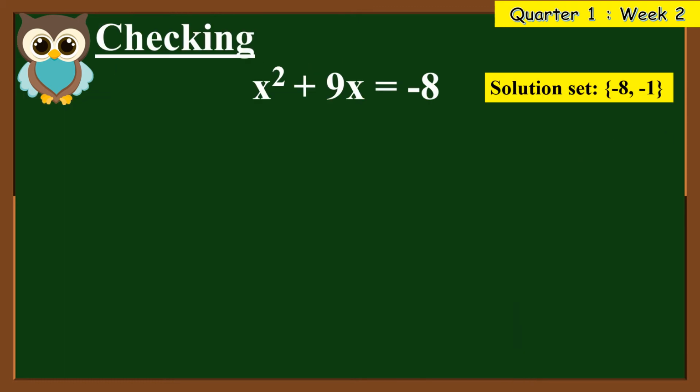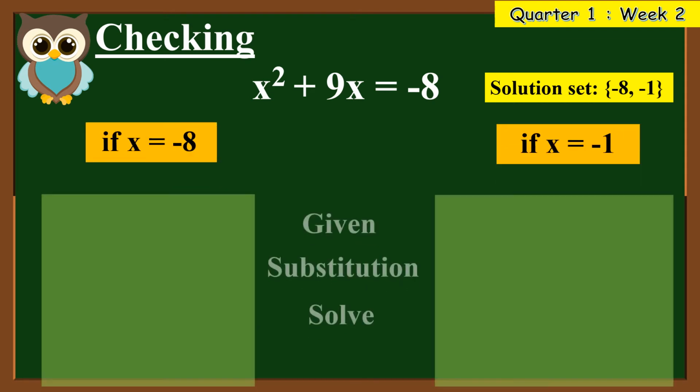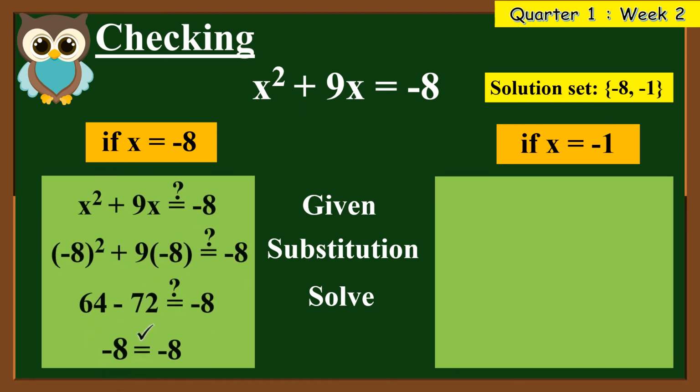So for the last step, we have to do the checking for the solution set of the given quadratic equation. So again, we will do this process. You have here x is equal to -8, and if x is equal to -1. Again, we will copy the given equation to check if the values of x are correct.